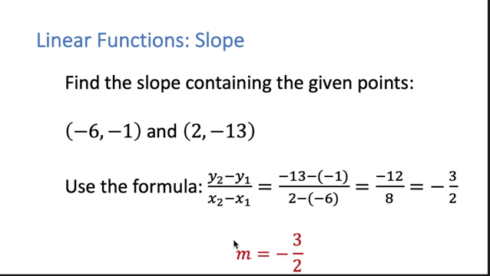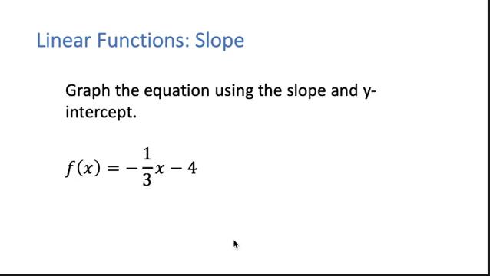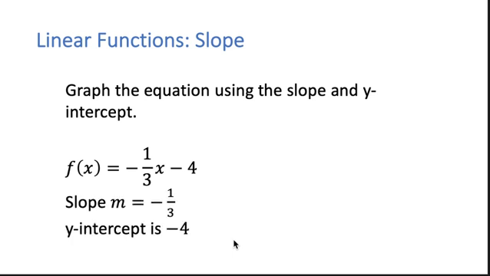The last thing I want to do with you here today is graph the equation using the slope and y-intercept. Now, before we were using 2 points, or we were using the x and the y-intercepts. So now what we're going to do is use the slope and the y-intercept. So what is the slope and the y-intercept for this equation? Well, the slope is -1/3 and the y-intercept is -4.